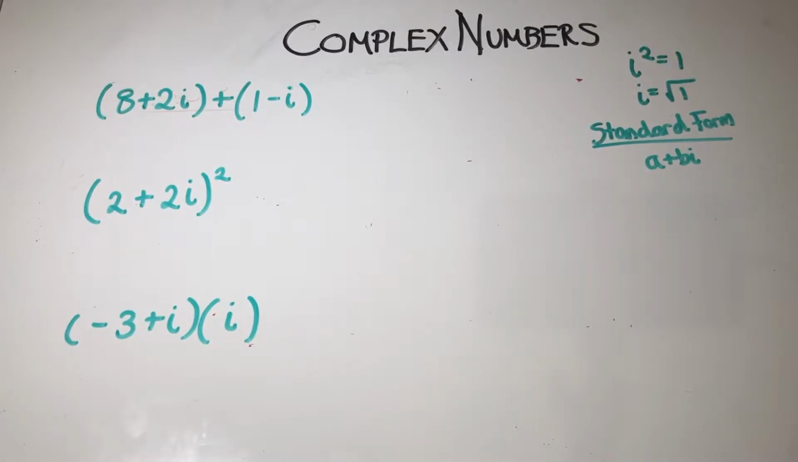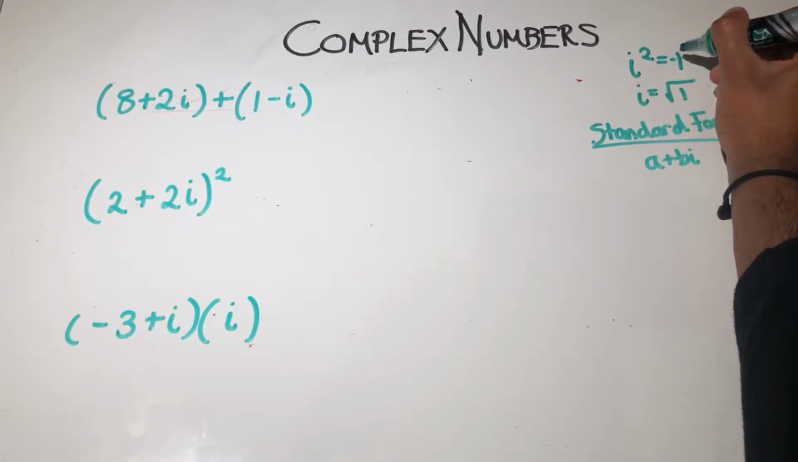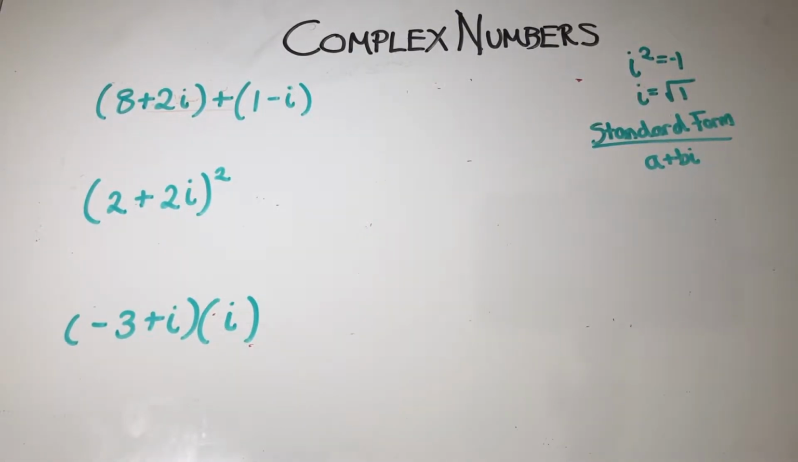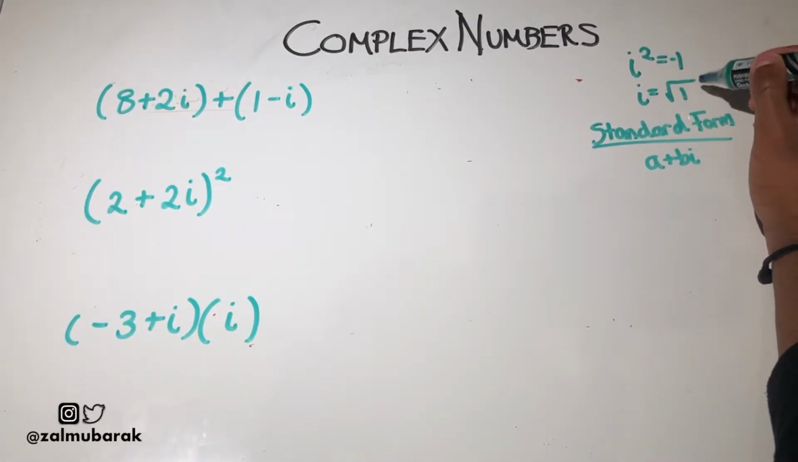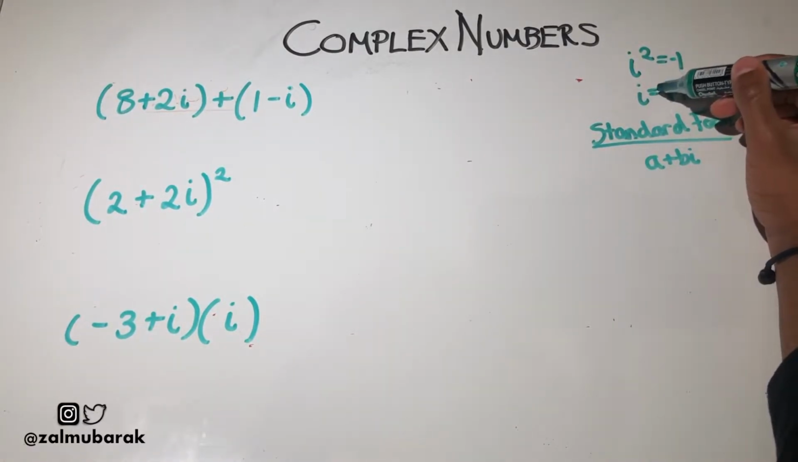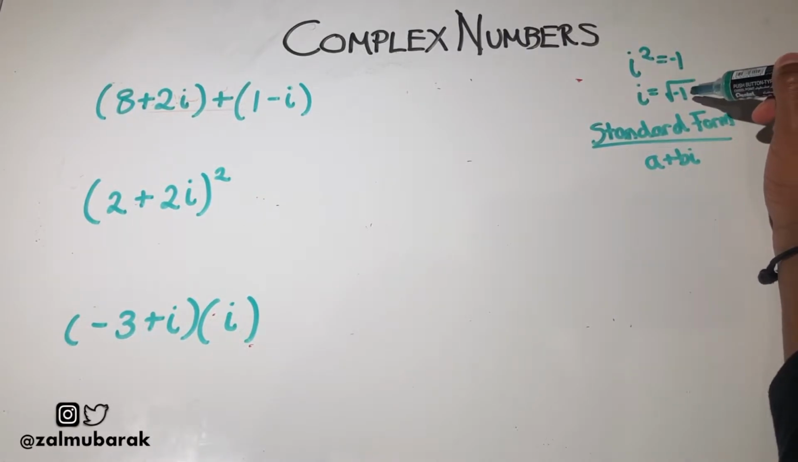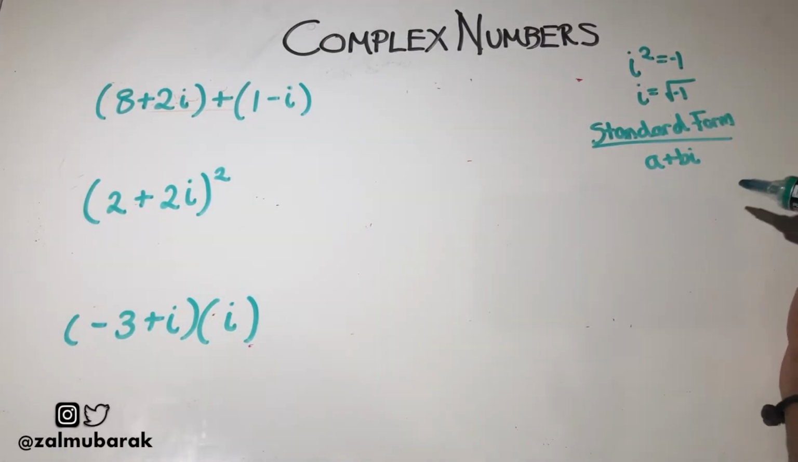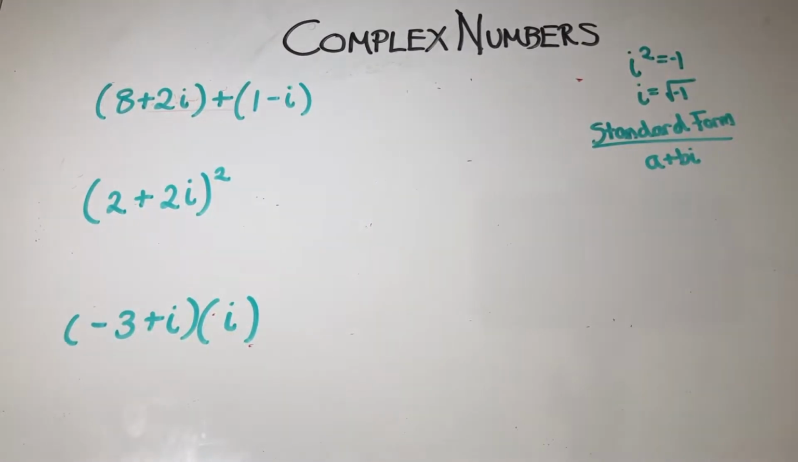Now, I've written some important information for you to keep in mind while I'm going through this video. Remember that i squared is equal to -1, i is equal to the square root of -1, and then the standard form of a complex number is a plus bi.